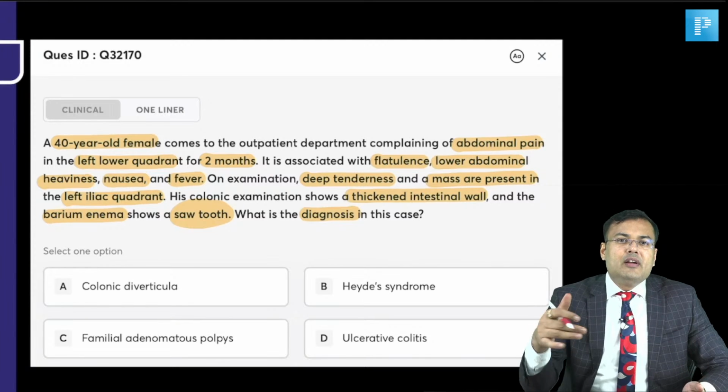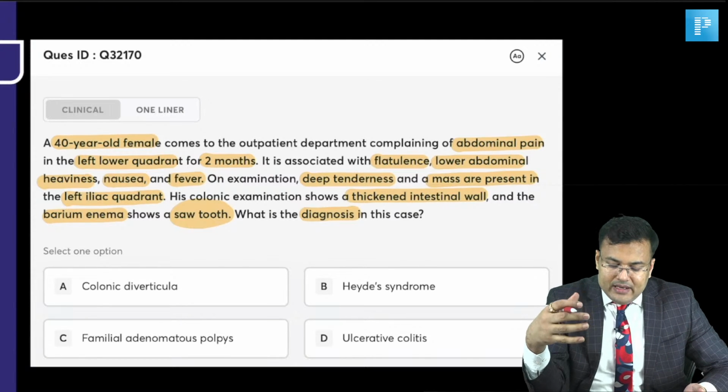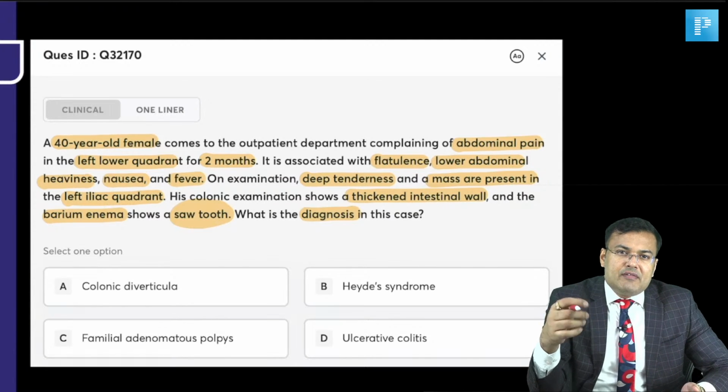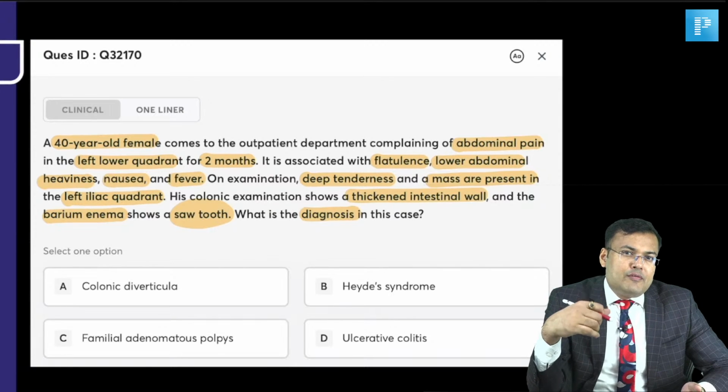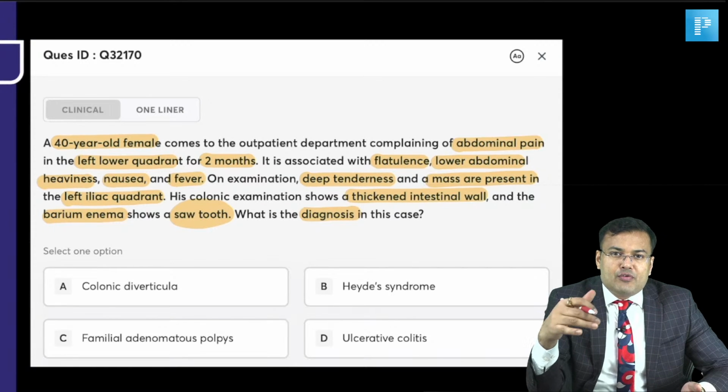So you can see here, in the left lower quadrant there is pain, there is tenderness, patient is having fever, some kind of inflammation must be there. So obviously, what is the problem? Patient is having colonic diverticula. Age, it is seen around 40 to 50. Clear? Around 40 to 50. Why? Because there is constipation.